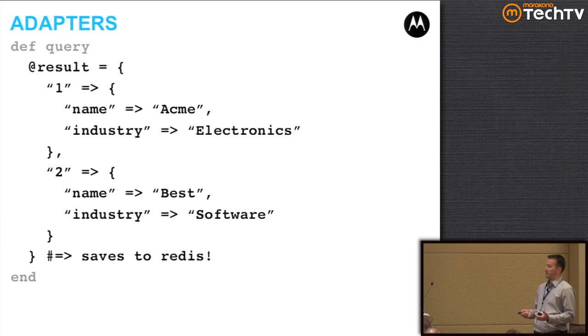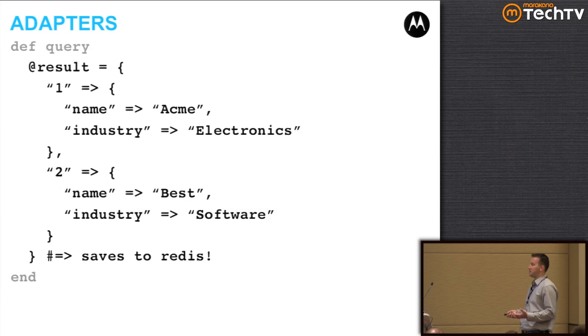And here I've just baked in some hard-coded data. I've got a result hash. RHOCONNECT source adapters have to transform data into what we call a nested hash structure, or a hash of hashes. In this case, I'm creating a hash that has two objects with an ID of 1 and an ID of 2. And there's a name and an industry attribute for each one.